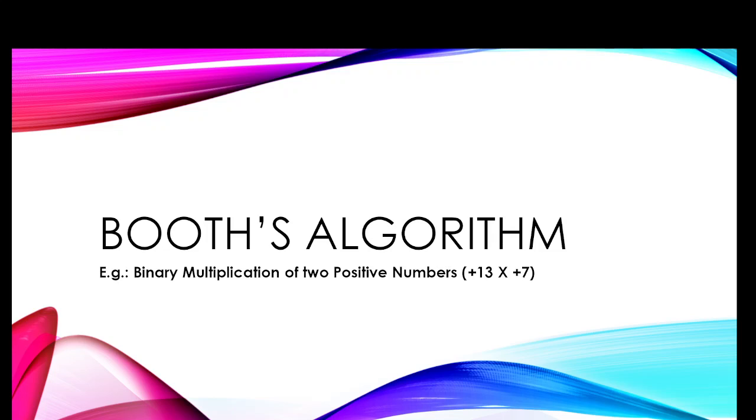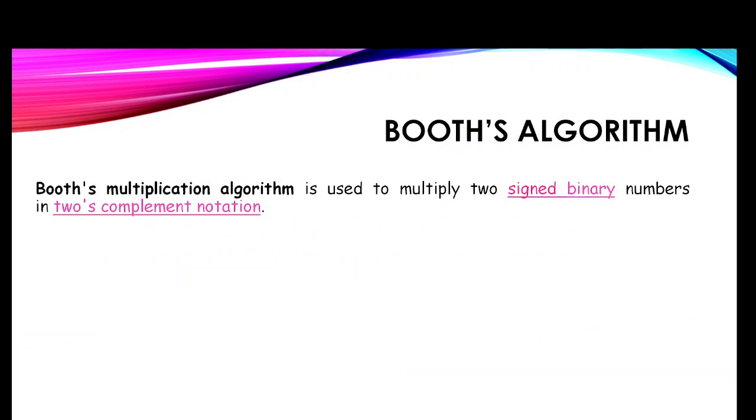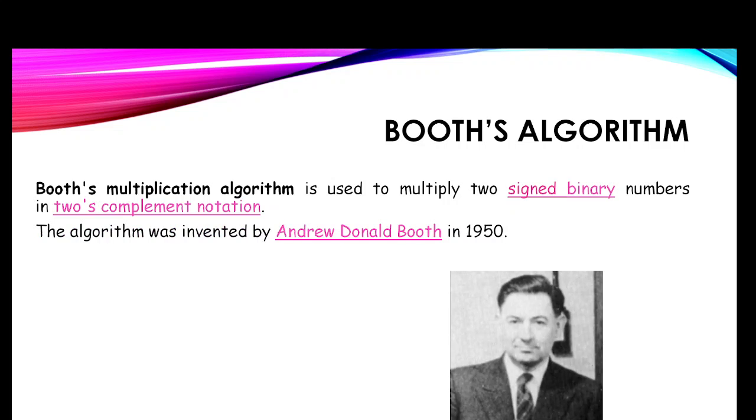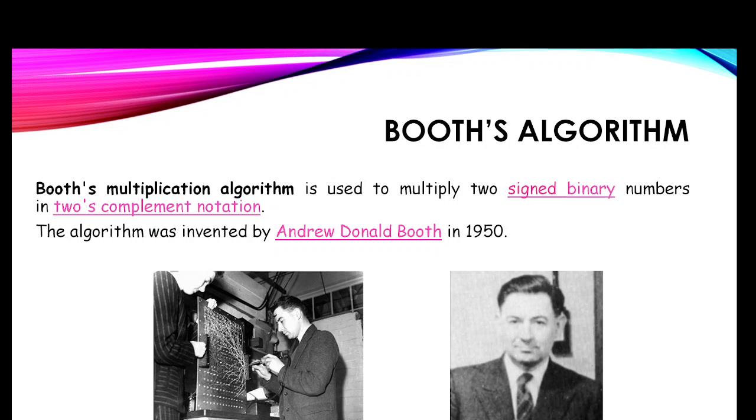It is used to support signed as well as unsigned numbers. Signed means either the multiplicand or the multiplier, any one can be a negative number or both can be negative numbers. Unsigned means both are positive, both my multiplicand as well as my multiplier are positive numbers. So how is this computation going to be performed? With the help of 2's complement notation. And this algorithm was invented by Andrew Donald Booth in the year 1950.